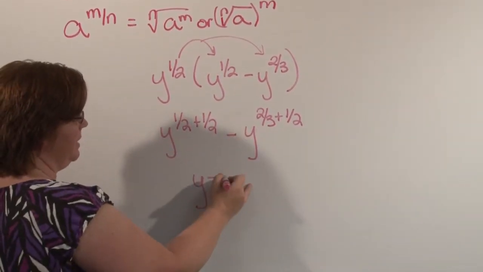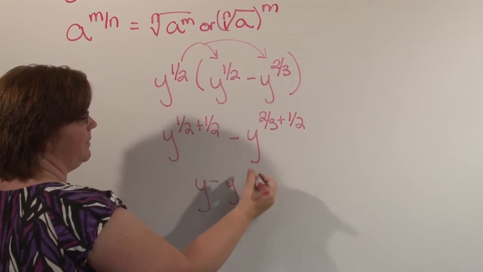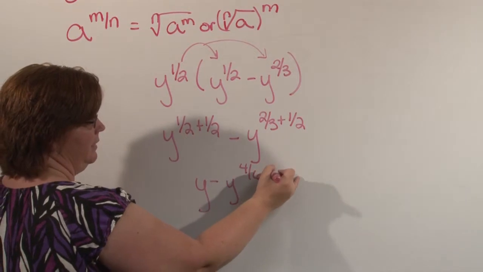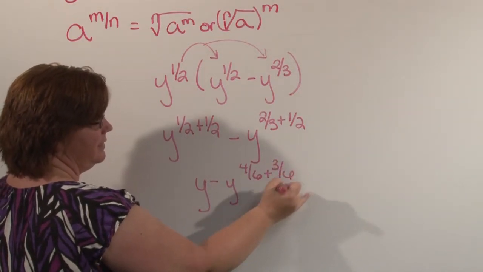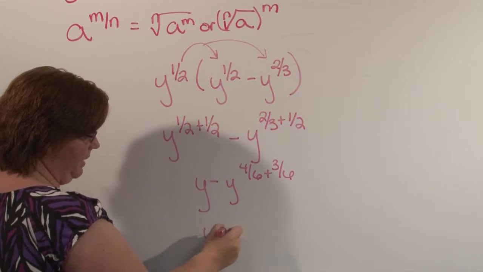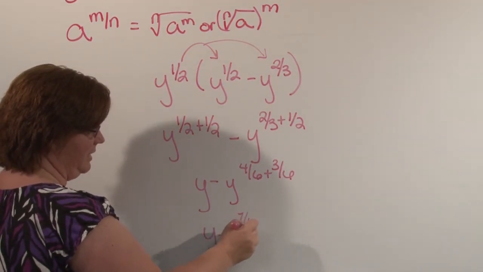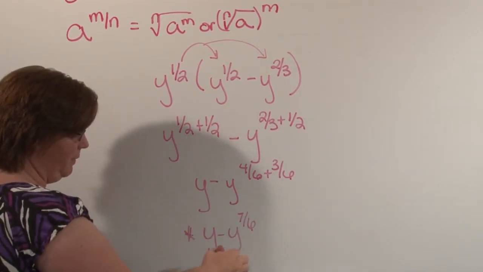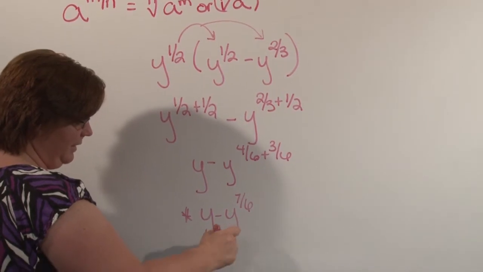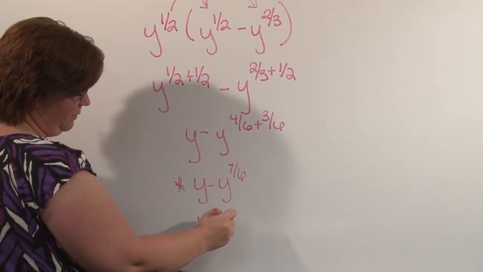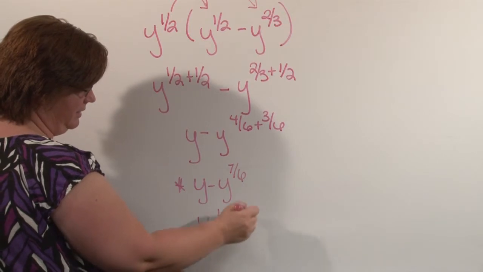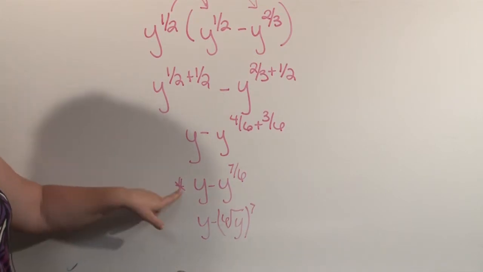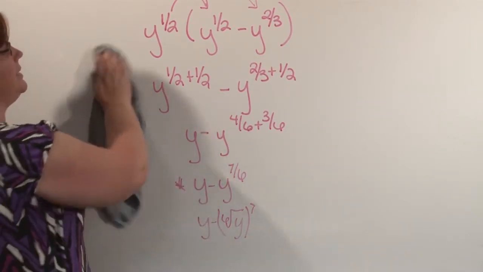We need that common denominator again with fractions. So our lowest common denominator would be 6. In order to do that, we get the 4/6 plus the 3/6, and we end up with y minus y to the 7/6. Well, we can get fancy if we want. This is perfect enough just like it is, but we can get fancy and rewrite it as y times the 6th root of y to the 7th. That one's kind of uglier though. So while it's mathematically correct, we can end there. All right, so that's distributing.